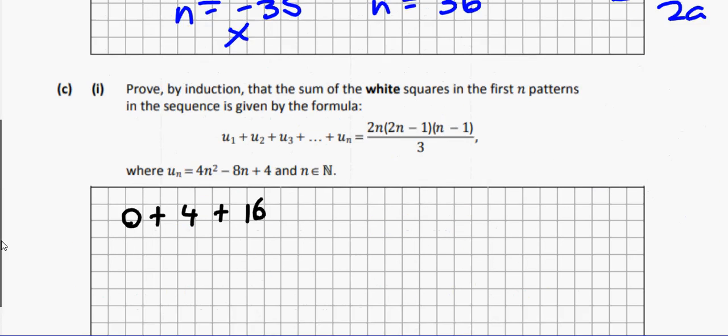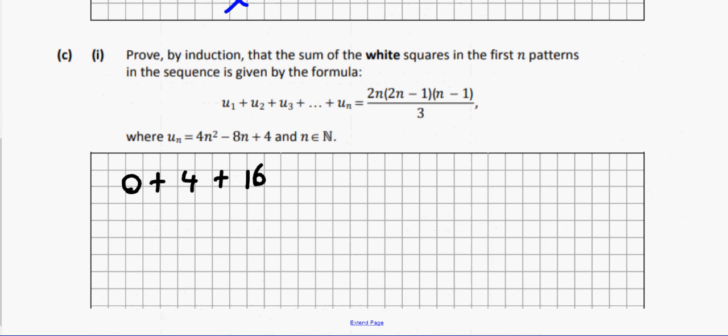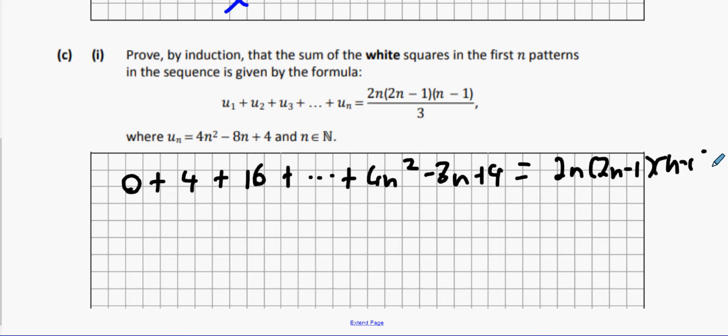Alright. So here we are. Now we're going to do plus un, so plus dot dot dot, and we know that un is this much here: 4n squared minus 8n plus 4. And that has to equal 2n minus 1, n minus 1 over 3.